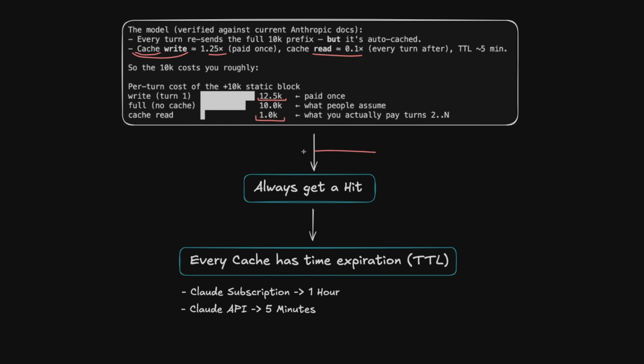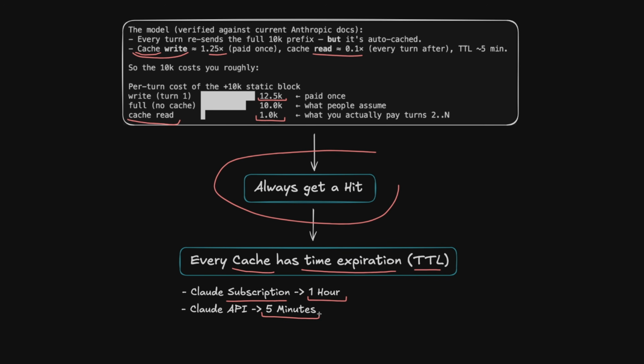So that means we always want to get a cache hit. This means that every time we send a prompt, we'll get a cache read from the memory. But in order to do that, we need to understand something called TTL. TTL is time to live, and this means that every cache we have has time expiration. If you use a subscription, the static context that is saved in Claude is about 1 hour. If you use Claude API, the TTL is much smaller. We're talking about 5 minutes only.